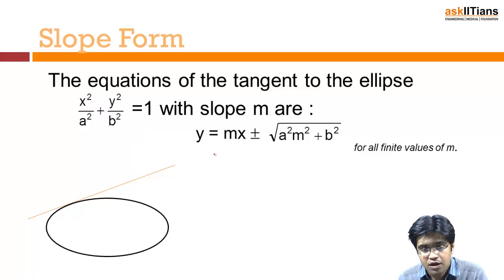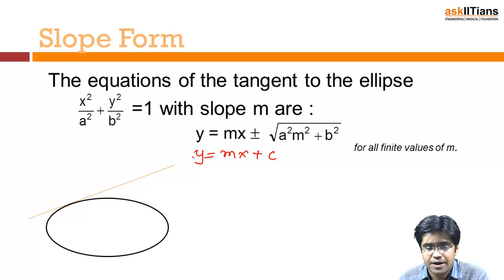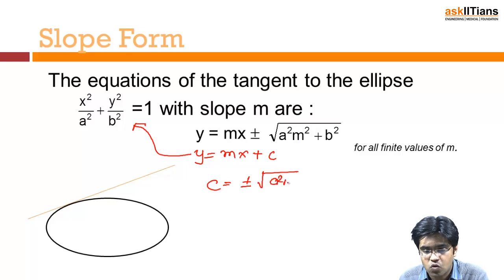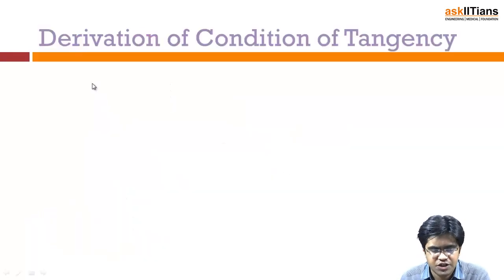That means the condition of tangency is this. We know that a straight line is y equals mx plus c. So if this straight line is a tangent to this curve, that means your c has to be plus minus square root of a square m square plus b square. So this is the condition of tangency. Let's derive it.